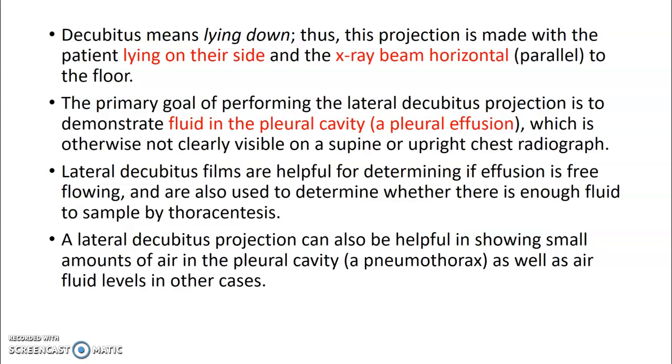We're looking for air fluid levels, right? We want to demonstrate the fluid in the pleural cavity, which is pleural effusion. And then they're helpful in determining if the effusion is free-flowing. If there's enough fluid, that'll be sampled by a procedure called thoracentesis. And then it's potentially looking for small amounts of air in the pleural cavity. If you remember, that's pneumothorax.